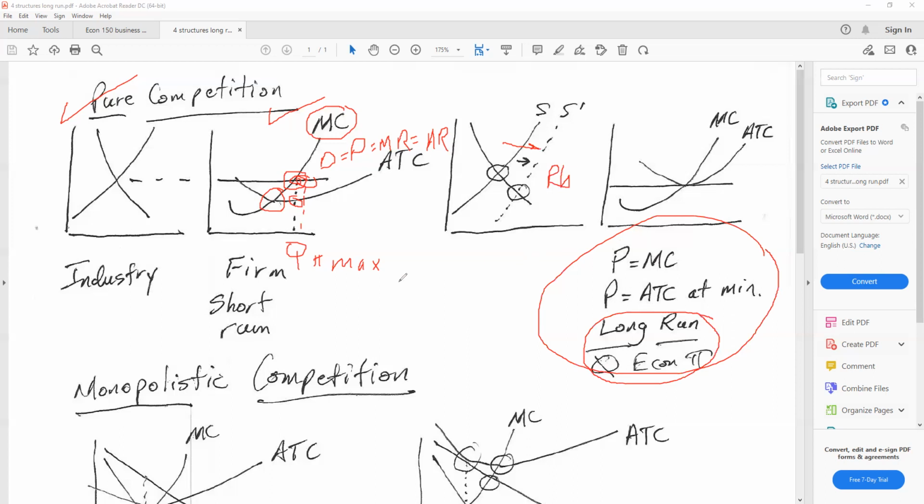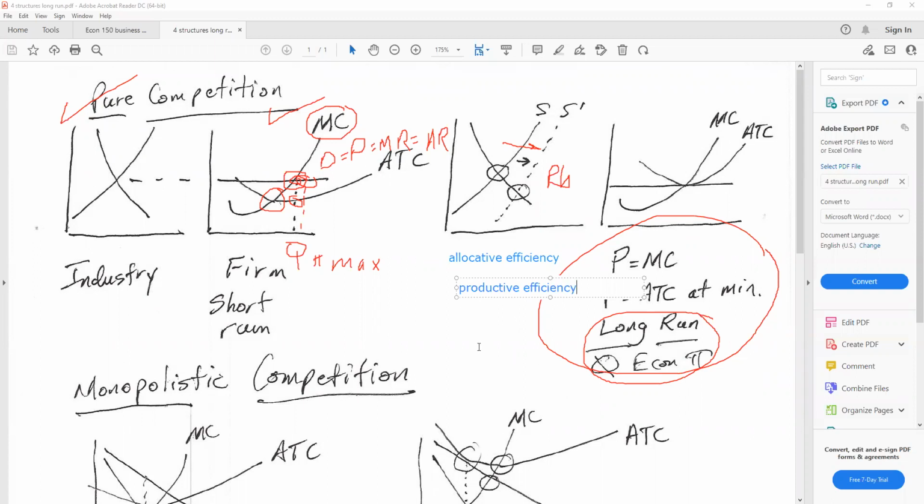Is that good for us as consumers? Absolutely, because we're always getting the things that we want. And getting the things that we want, price equals marginal cost, means that we have allocative efficiency. Price equals marginal cost means allocative efficiency. Price equals the minimum of average total cost equals productive efficiency. Now, this is unique in pure competition.